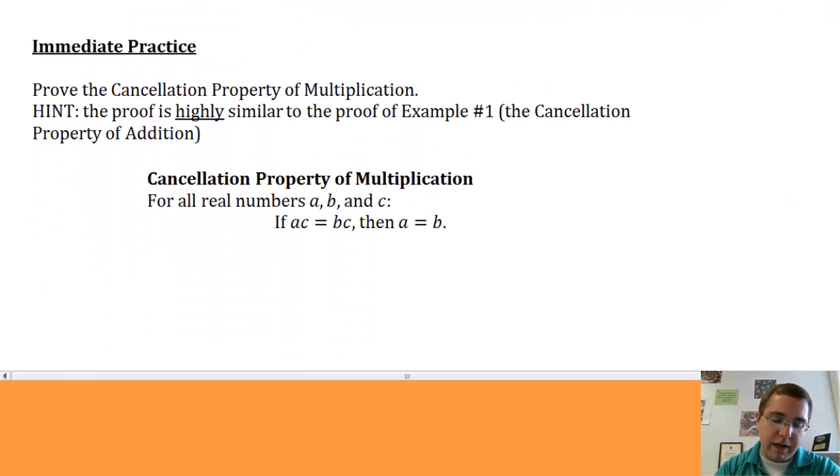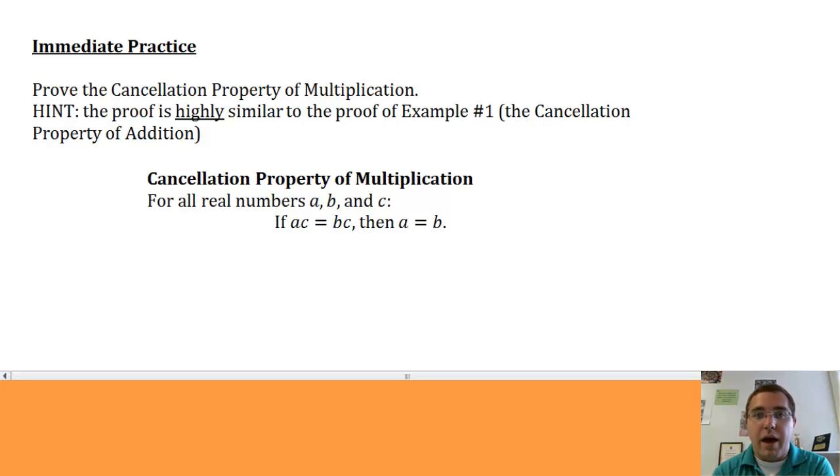Now your immediate practice problems. As promised, your immediate practice problem is to prove the cancellation property of multiplication, which is written there on your screen. And a huge hint, do not freak out that I'm making you prove something on your own. The proof is highly, highly similar to the proof of example number 1, which was the cancellation property of addition.